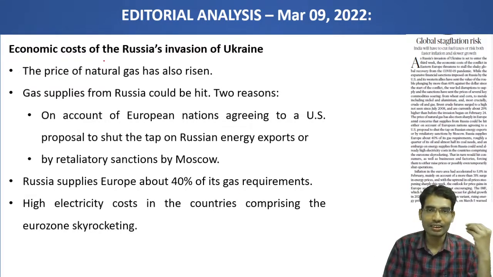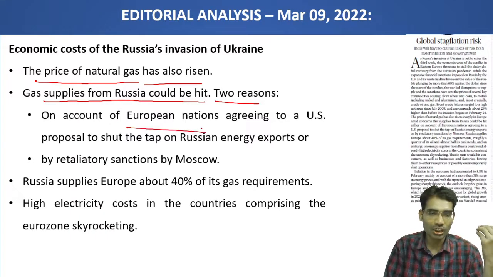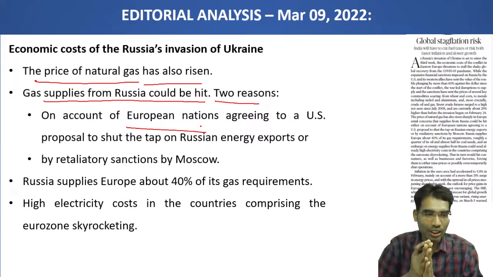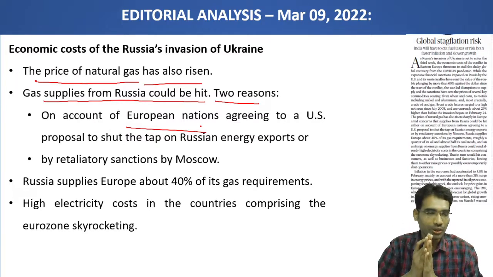Here particularly this article is focusing on prices of natural gas. It also has risen. Gas supplies from Russia could be hit. Two reasons. One is European nations will agree to the US proposal to shut the tap on Russian energy exports, or by retaliatory sanctions by Moscow. Russia also may retaliate by these sanctions. Either Russia itself will stop the export of natural gas to the European countries, or European nations may stop importing from Russian economy due to growing pressure from USA.